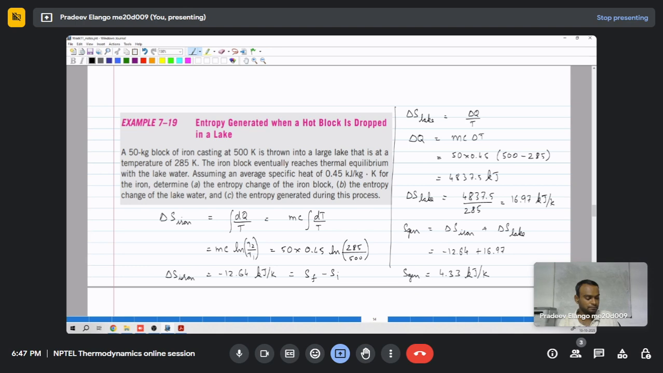Sir, what is the initial entropy of this lake? Yeah, it is 16.97. Or is it final? No, no, no. This is the change in entropy. The change in entropy of the lake is only 16.97. We are not calculating absolute entropy. We can only define the change in entropy for any system, right? So we will only deal with change in entropy.